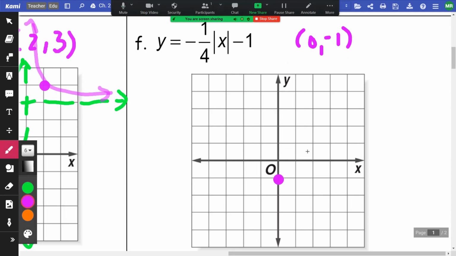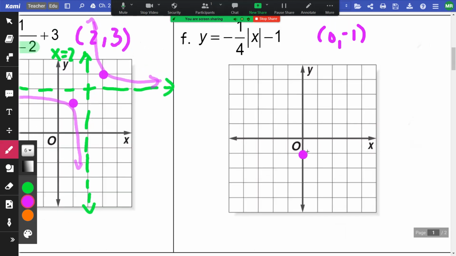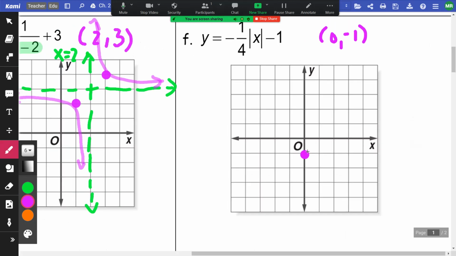And then from here, that stretch is really a slope for this. So I'm going to go down 1, out 1, 2, 3, 4. And same in the other direction, down 1, out 1, 2, 3, 4. And I'm going to draw my V. And that's my absolute value.